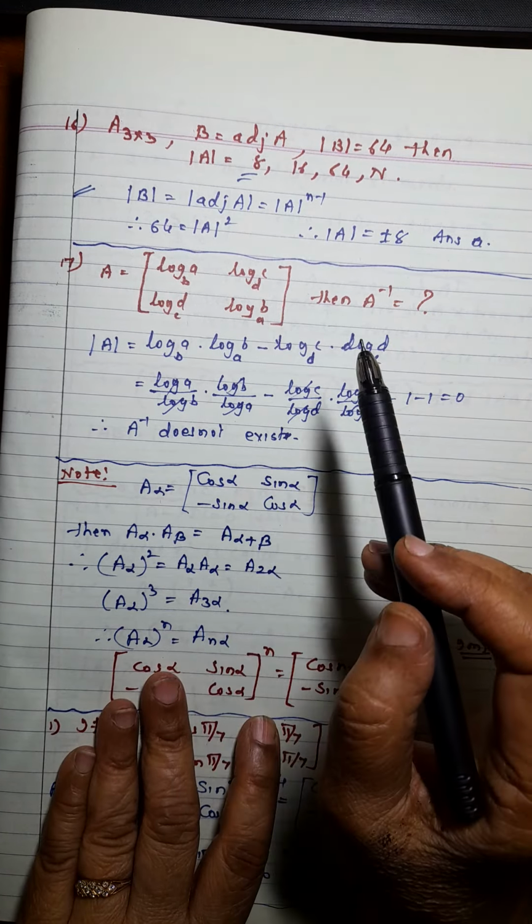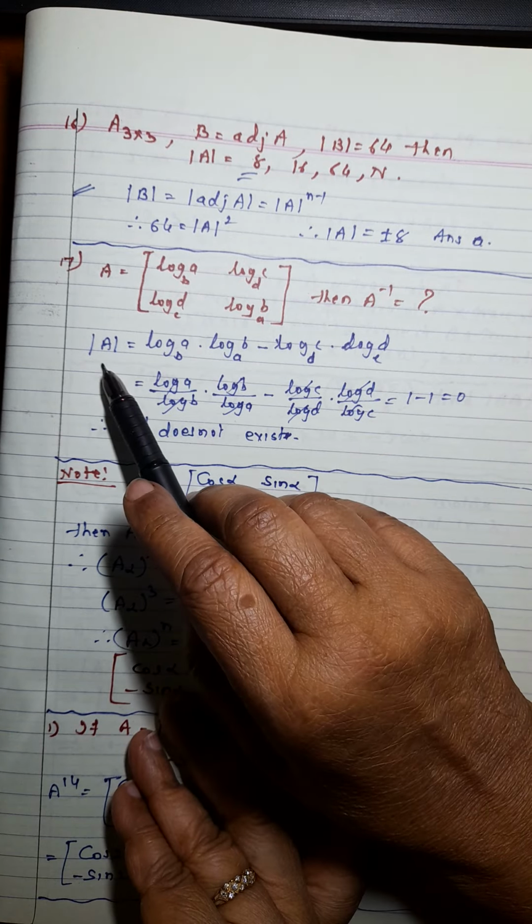Next problem: find A inverse for this. To find A inverse, first I will find the determinant of A.